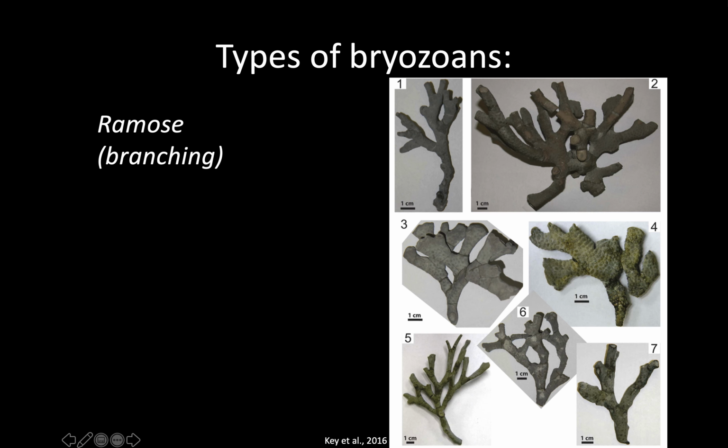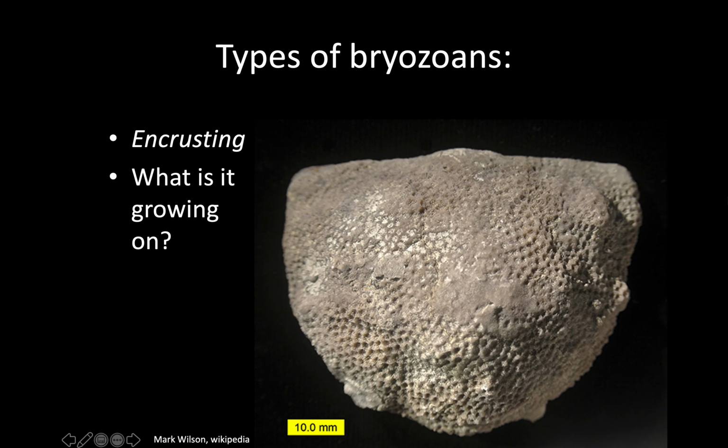We have our branching bryozoans. Here they are. You'll notice that there's different types of bumps all over it. The bumps are called monticules, M-O-N-T-I-C-U-L-E-S. The zooids live on top of little holes in the monticules.